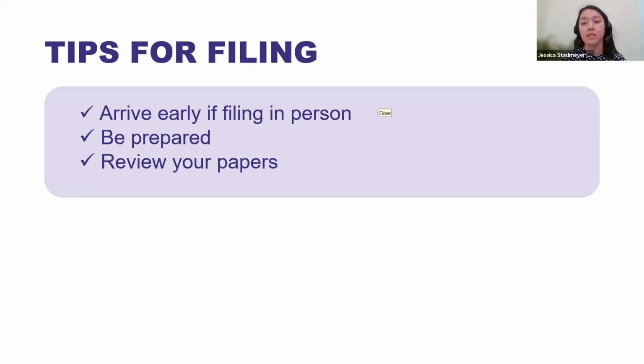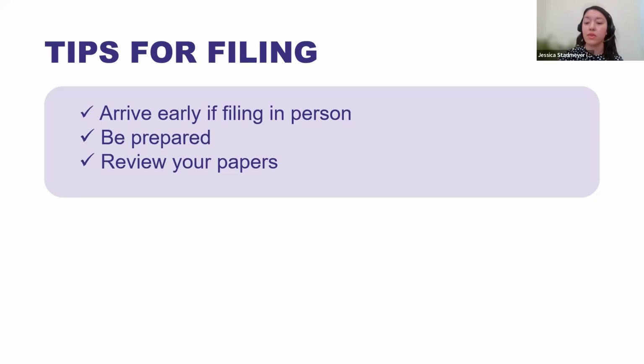The second tip is that whether you are filing in person or online, you want to be prepared. Make sure you have any relevant documents you need. These documents can include copies of your child's birth certificate, a marriage certificate, and photo ID. These documents will help facilitate the filing process.